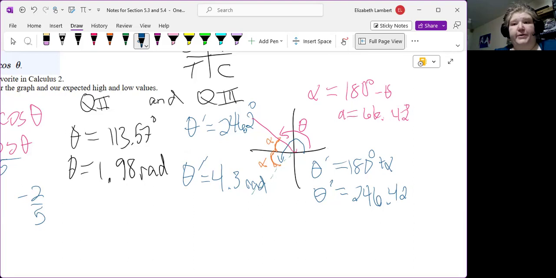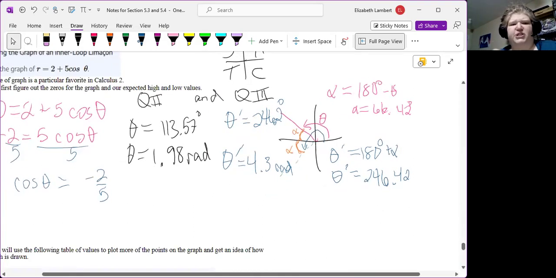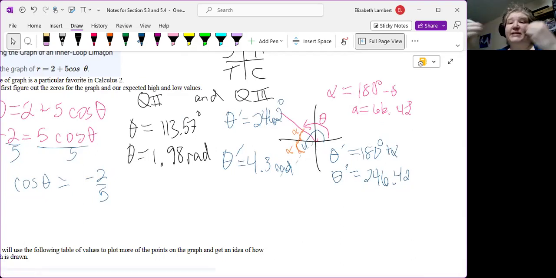So these are some very weird numbers. They're not on our normal unit circle list of points. And that's just because the original equation was weird. Now, our expected high and low values are dependent on cosine. Remember, cosine is a periodic function. So we know where the highs happen. We know where the lows happen. We're just going to plug those in and see what happens.